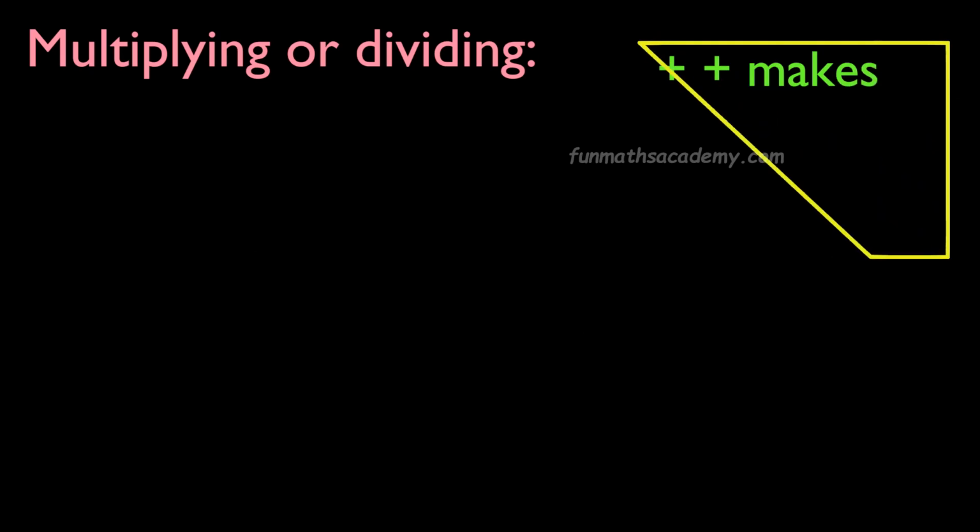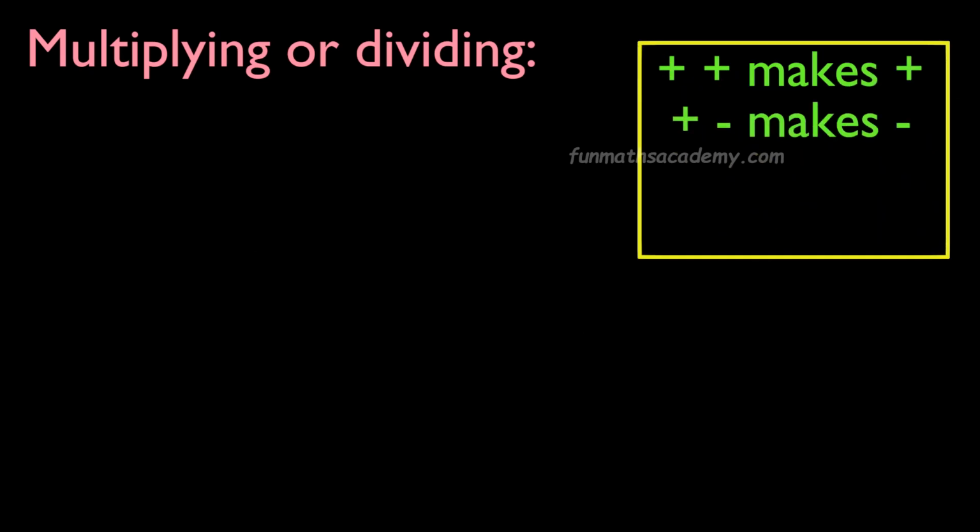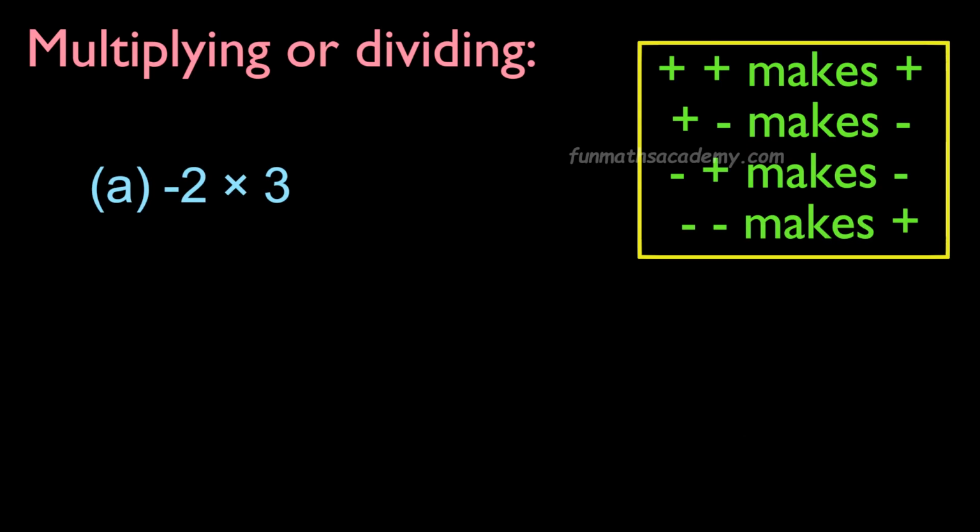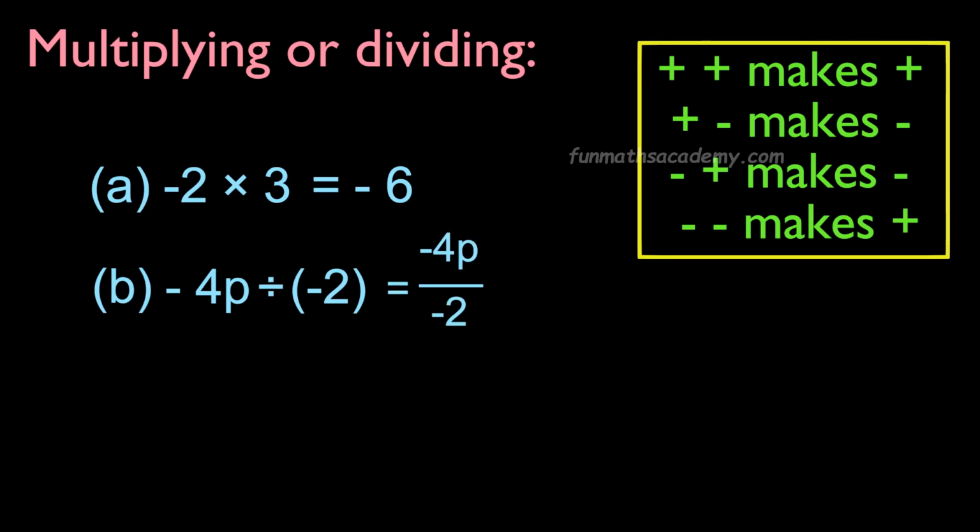Use these rules when multiplying or dividing. Plus plus makes plus, plus minus makes minus, minus plus makes minus, minus minus makes plus. Let's simplify minus 2 times 3. When you multiply a negative number by a positive number, the result is negative. So, minus 2 times 3 equals minus 6. Now let's simplify minus 4p divided by minus 2. When you divide a negative number by another negative number, the result is positive. So, minus 4p divided by minus 2 simplifies to plus 2p.